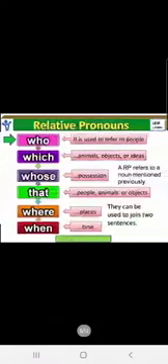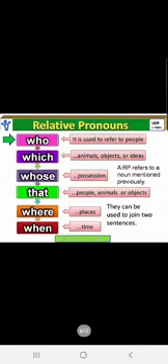Children, in today's class, we are going to see relative pronouns, and this is the last kind of pronouns we are going to do. Children, these are relative pronouns: who, which, whose, that, where, and when. These relative pronouns act as a pronoun in a sentence, plus they act as a conjunction also. That means they join two sentences also. So they play the part of a pronoun and the part of a conjunction.